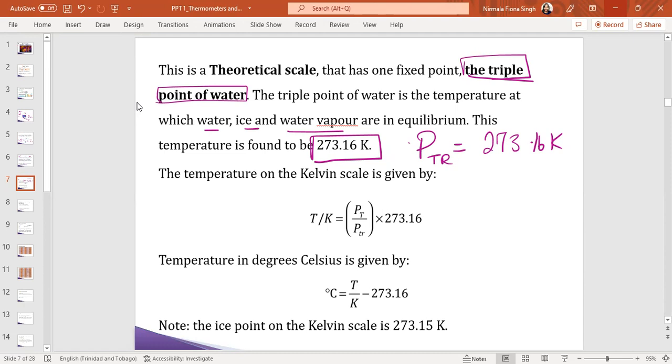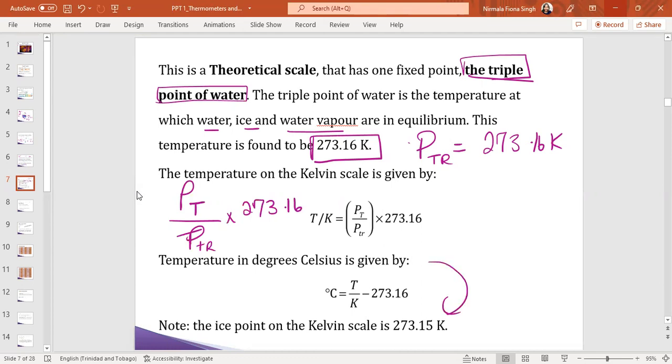So the temperature on the Kelvin scale, continue reading, is given by T is equal to your property at some given temperature divided by the property at the triple point, whatever property we are using, multiplied by 273.16. And this is how we can come up with our conversion scale.